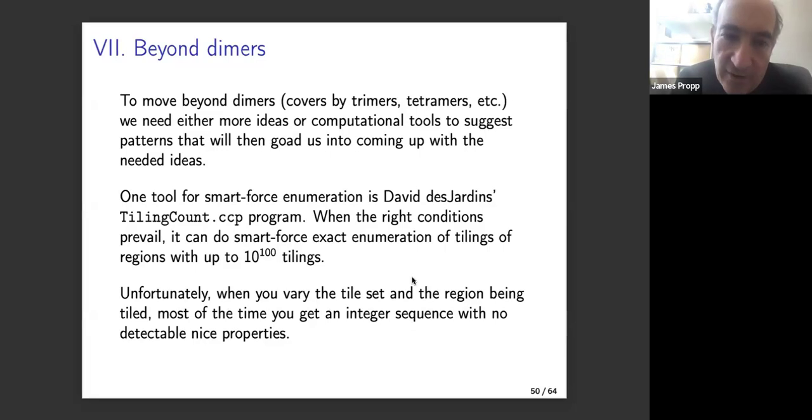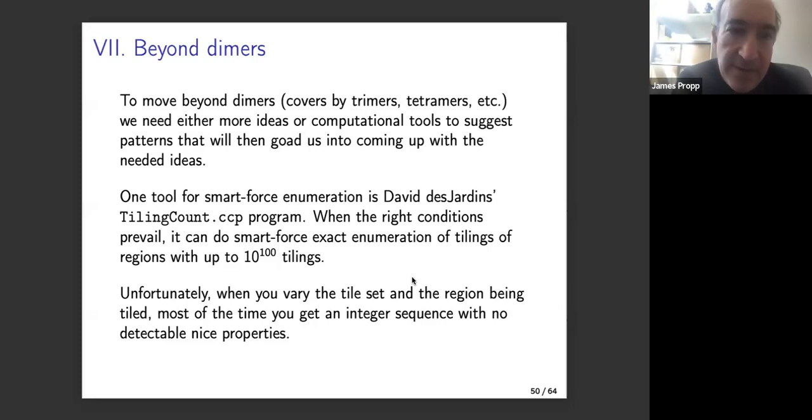So David Desjardins is smart, and he wrote a smart program called Tiling Count. And when the conditions are right, it can do smart force exact enumeration of tilings of regions with up to a Google tilings. Okay, and actually I should probably include a link to his video in which he explains his idea, because I really want more people to learn his method and implement it, not just in C++, but inside Sage Math or inside Mathematica, so people can use it as an engine for doing other sorts of things.